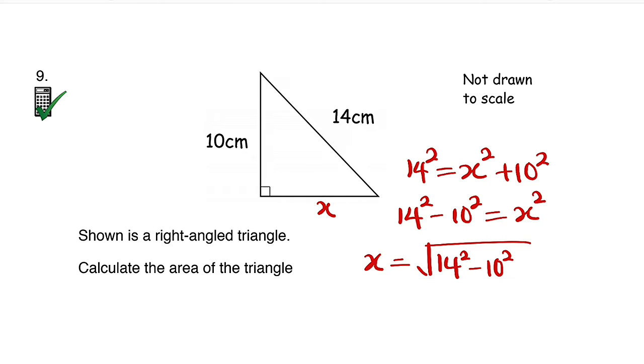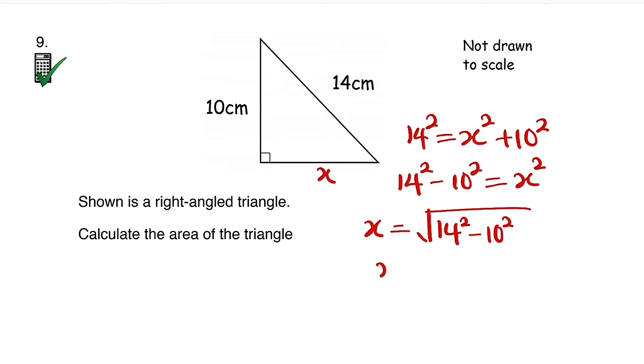So in your calculator, just take 14 squared minus 10 squared. And that will give us 96. So you write x equal to square root of 96. And square root of 96 is equal to 4 root 6, unless you want to write it in decimal as 9.8 in one decimal place.